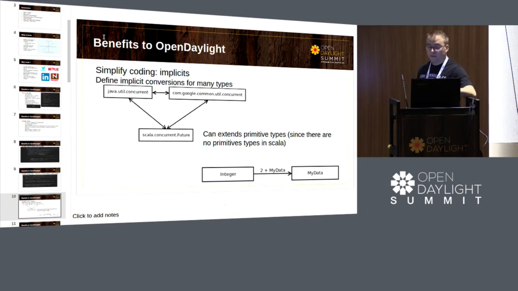Another thing that's very nifty is that Scala doesn't have any primitive types, like an integer or a double; everything is an object. So for instance, if I were to declare a myData object, and I wanted to invoke 2 plus myData, in Java you can't do that because 2 is an integer primitive type. But in Scala you can do that with implicits. So you can extend the already primitive objects to be able to do this, which is very interesting.